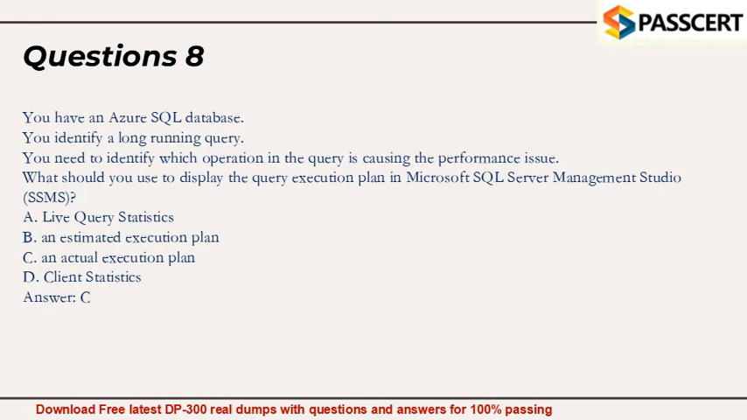Question 8. You have an Azure SQL database. You identify a long-running query. You need to identify which operation in the query is causing the performance issue. What should you use to display the query execution plan in Microsoft SQL Server Management Studio, SSMS? A. Live query statistics. B. An estimated execution plan. C. An actual execution plan. D. Client statistics. Answer: C.